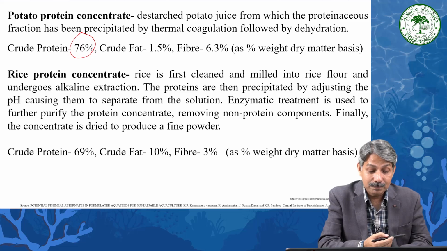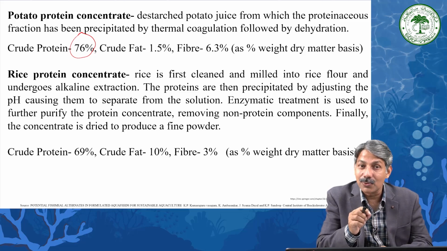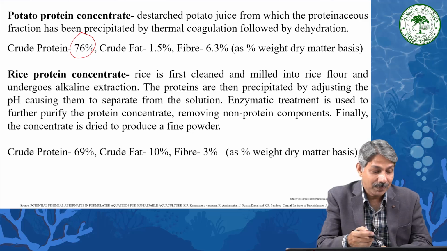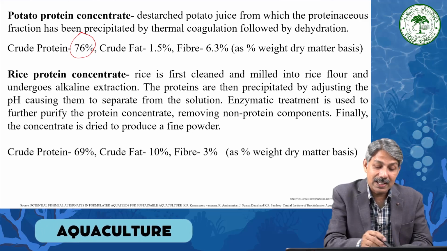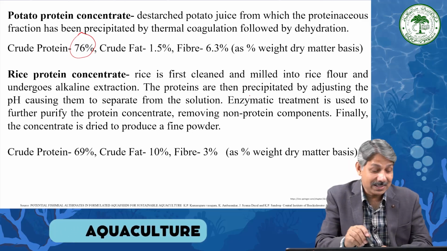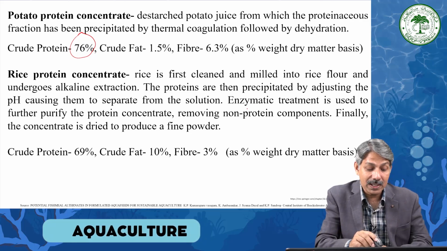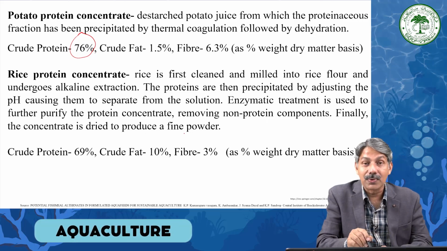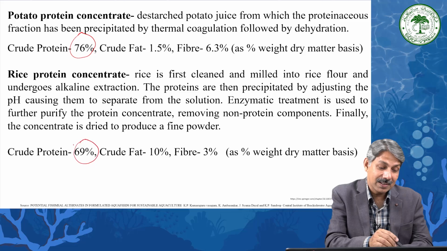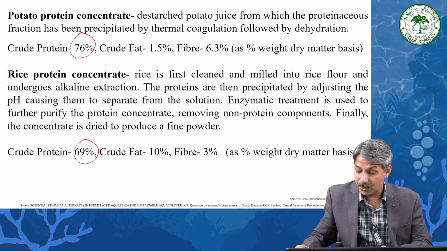Rice protein concentrate, so don't get confused with the ingredient in its original form, because here you are concentrating only one component, only one nutrient, so you are getting a higher percentage. Rice is first cleaned and milled into rice flour and undergoes alkaline extraction. The proteins are then precipitated by adjusting the pH, causing them to separate from the solution. Enzymatic treatment is used to further purify the protein concentrate, removing non-protein components. Finally, the concentrate is dried to produce a fine powder. And here, rice protein concentrate has 69% crude protein.